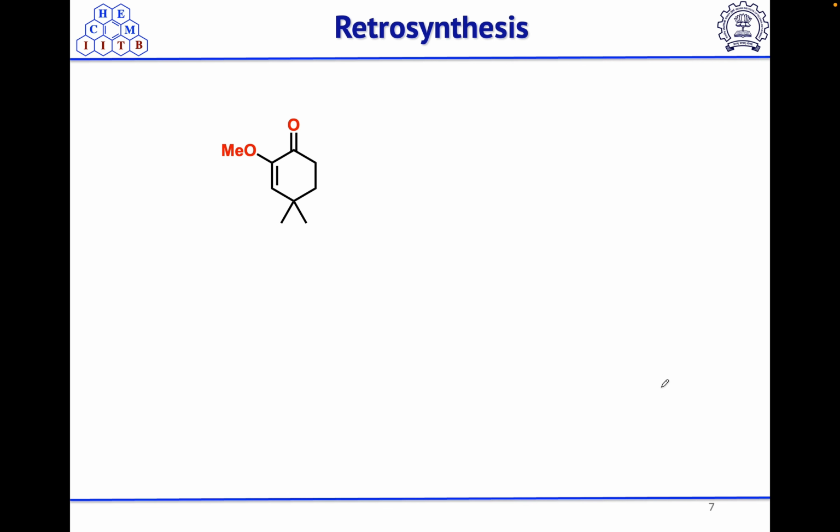So how can we think about some retrosynthetic disconnection approach? Can we make this by a Diels-Alder reaction, as I discussed in the first problem, which was a cyclohexene type of system? Here also a cyclohexene type of system is there, so can we also make this by a Diels-Alder reaction?